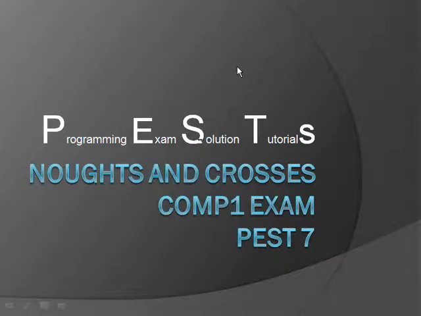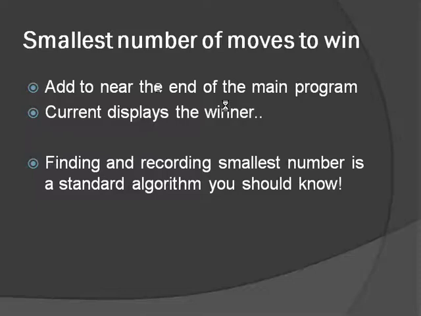Welcome to the 7th Programming Exam Solution Tutorial for the Noughts and Crosses Comp 1 exam. We're going to be looking at the smallest number of moves to win. This was a program I originally said should display the smallest number of moves currently won in a session, and also the name of the player who's won.